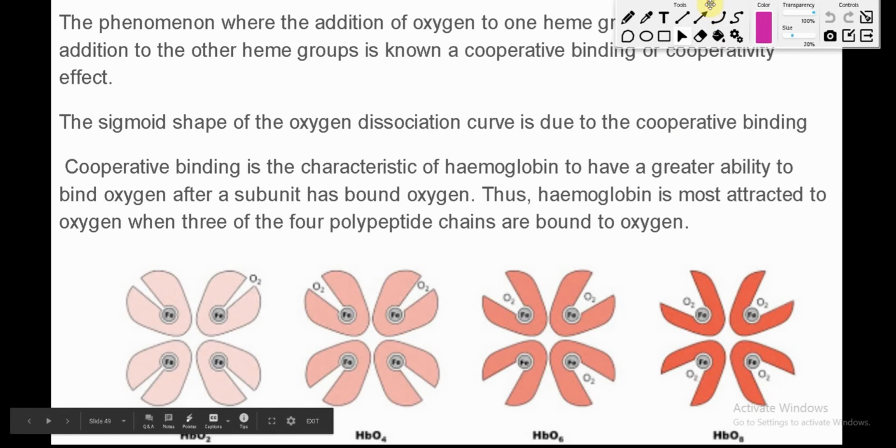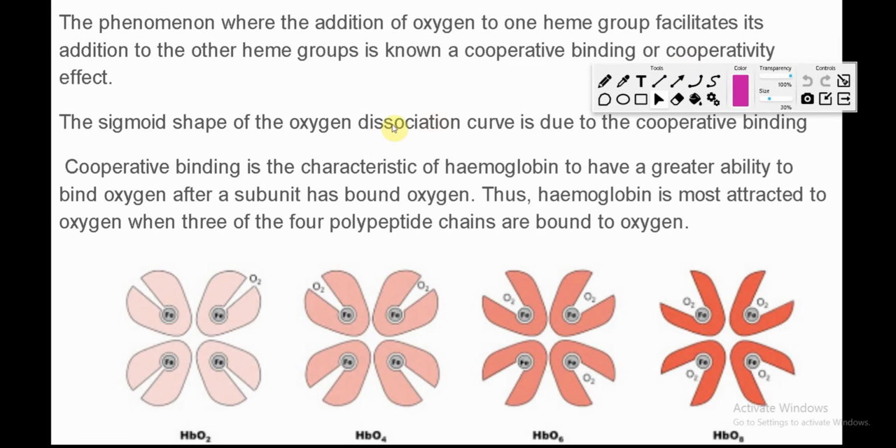And there is another reason for the sigmoid shape of the oxygen dissociation curve, and that's the cooperative binding or cooperativity effect. It's a phenomenon where the addition of oxygen to one heme group facilitates its addition to the other heme groups, and that phenomenon is known as cooperative binding or the cooperative effect. This is responsible for the sigmoid shape, the S shape. We know that there is an S shape like this. So the cooperative binding effect is responsible for that shape of the oxygen dissociation curve.